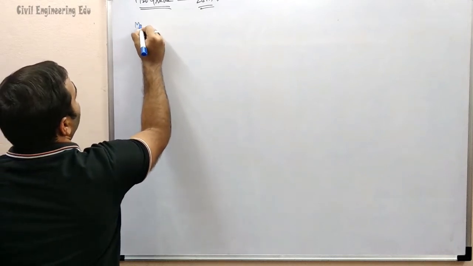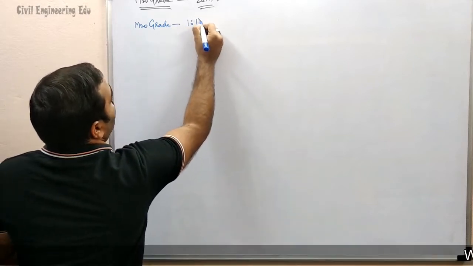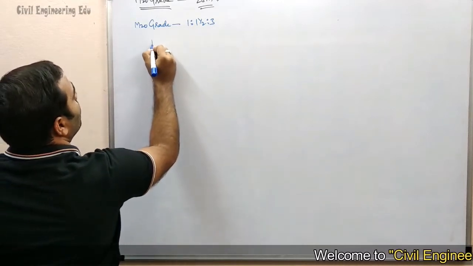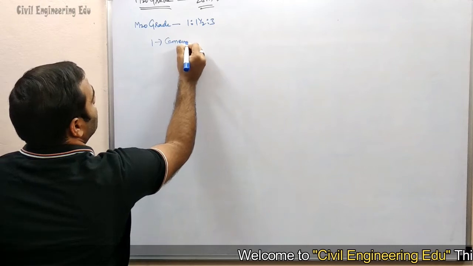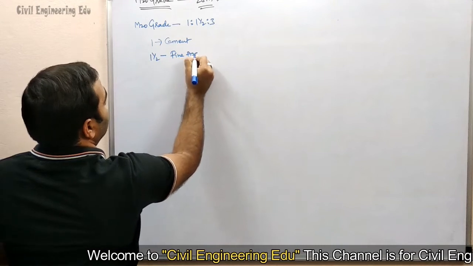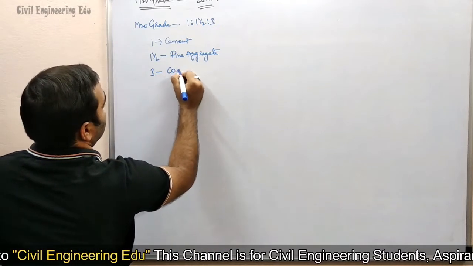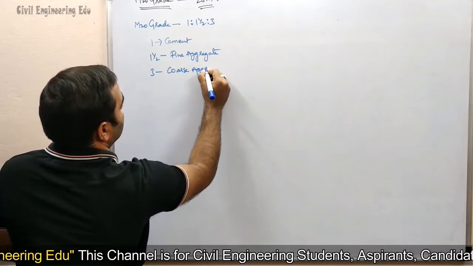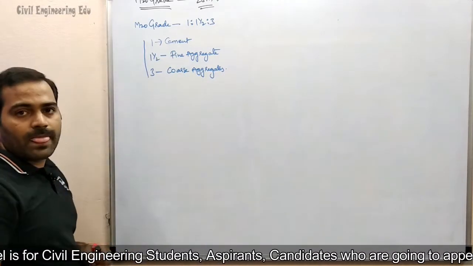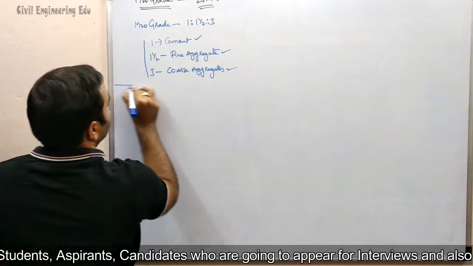So for M20 grade of concrete, the mix proportion is 1:1.5:3. So this is the mix proportion. 1 is cement, 1.5 is fine aggregate, and 3 units of coarse aggregates. So this we need to find now. We need to find the quantity of cement, we need to find the quantity of fine aggregate and coarse aggregate.